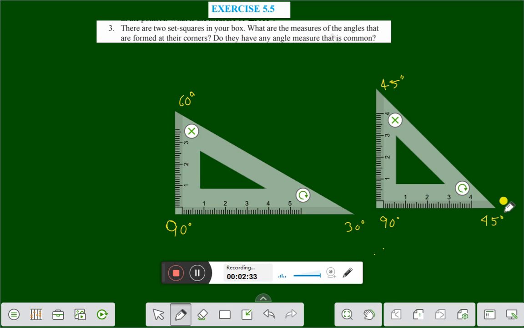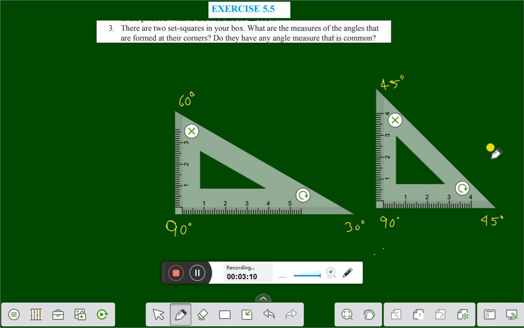Right? Now you see there are two set squares in your box. What are the measures of the angles that are formed at their corners? Therefore, we found that in this set square, one is 90 degree, one is 30 degree, and the other is 60 degree. And in this set square, this angle is 90 degree, this is 45 degree, and this is 45 degree. Do they have any angle measure that is common? Here you see there is only one common angle, only 90 degree is common, but 60, 30 and 45, 45 are not. Only one angle is common, that is 90 degree.